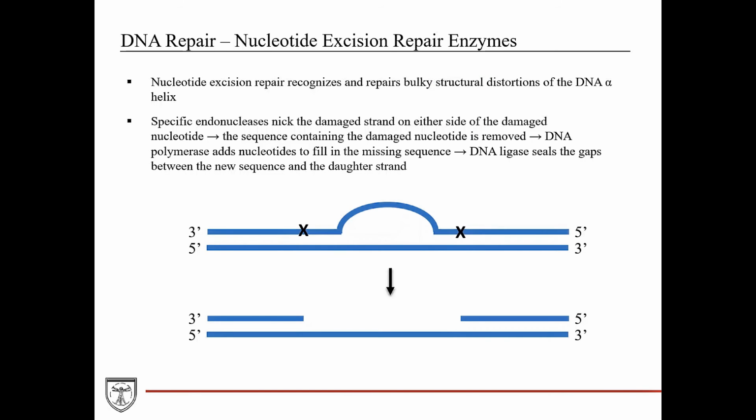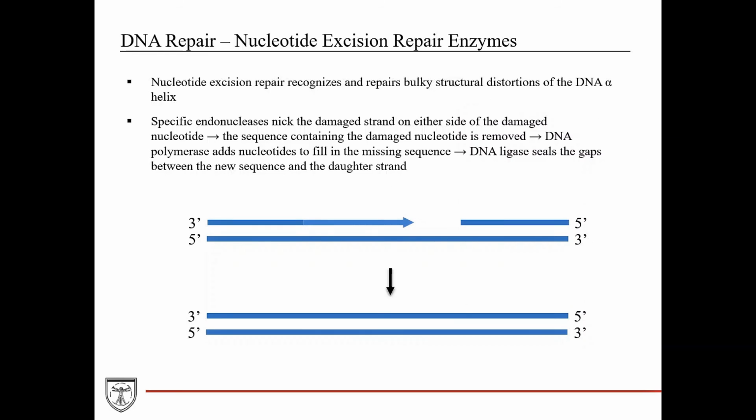Nucleotide excision repair. So this is a different mechanism that's not as specific as base excision repair. It recognizes and repairs bulky structural distortions of the DNA alpha helix. And you can see that here. So here's a structural distortion here. So the way this mechanism works is that you have specific endonucleases that nick the damaged strand on either side of the damaged nucleotide. So as a result, that sequence is then removed.